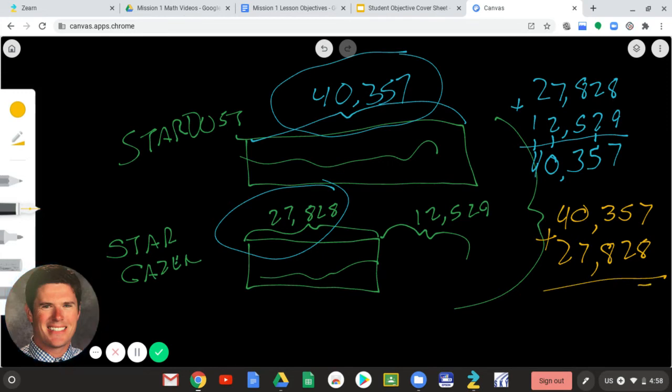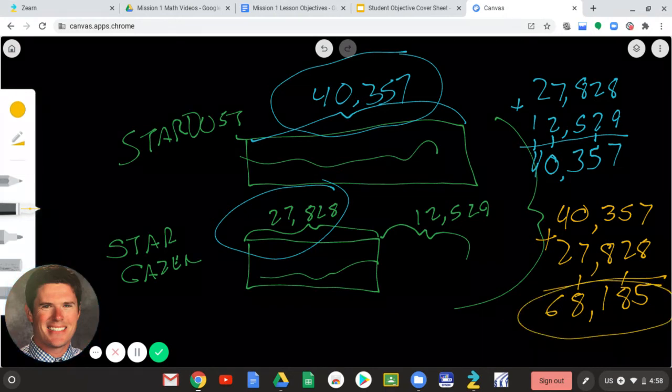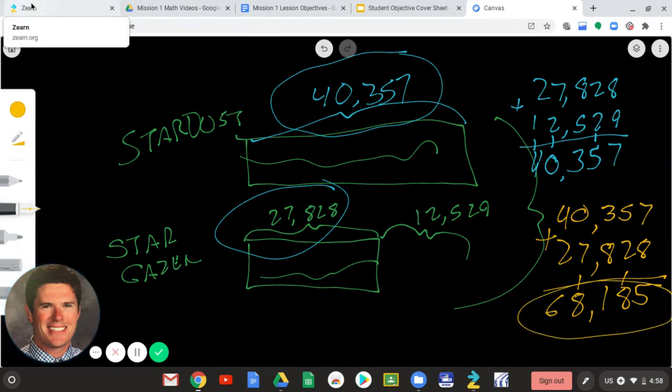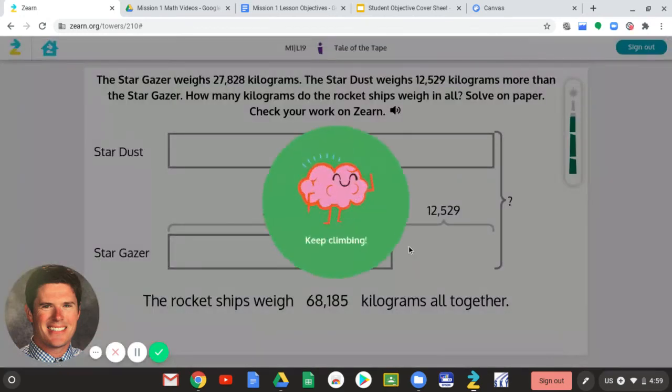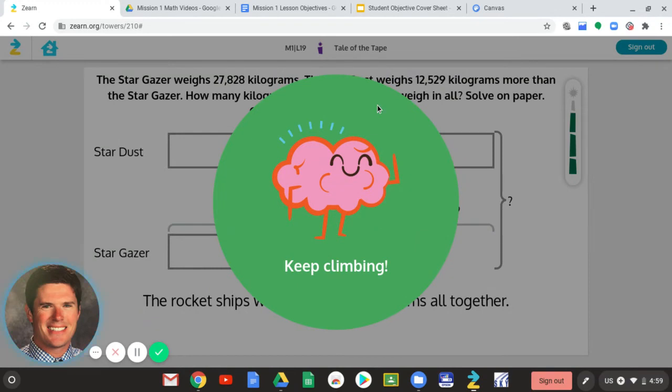7 plus 8 is 15. Carry the 1. 5 plus 2 is 7, plus that 1 I carried is 8. 3 plus 8 is 11. Carry the 1. Just going to drop my comma. 0 plus 7 is 7, plus 1 that I carried is 8. And 4 plus 2 is 6. 68,185 should be my total for the 2. I did it.